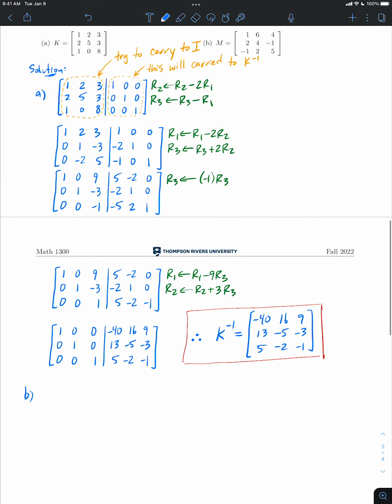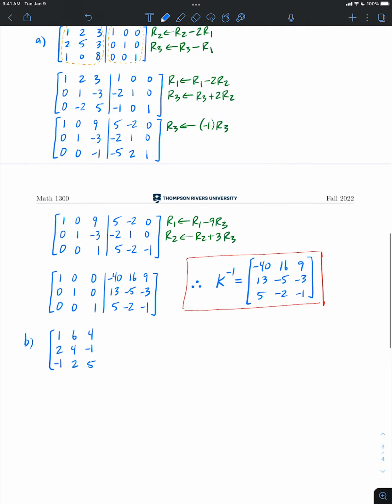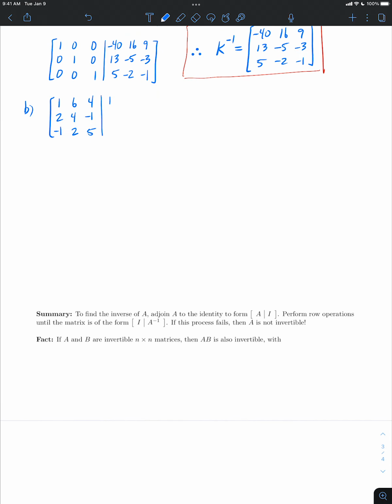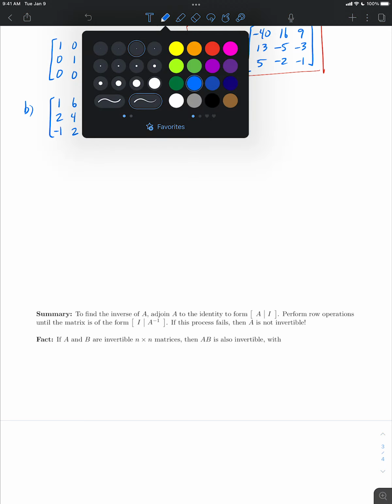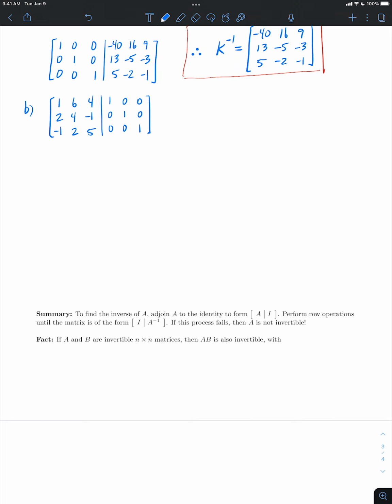So we've got our matrix M, which is given by 1, 6, 4, 2, 4, negative 1, and then negative 1, 2, and 5. Okay, now I can scroll up and we'll adjoin this with the 3 by 3 identity matrix, and we'll start finding the inverse. So notice that you don't wait until you know there's an inverse to start looking for the inverse. You start your search for the inverse at the beginning, and then if it fails, well, then it fails. But if it succeeds, then at the end, you'll already have found the inverse, and you won't have to start looking for it once you find out there is an inverse. Okay, let's start reducing this matrix.